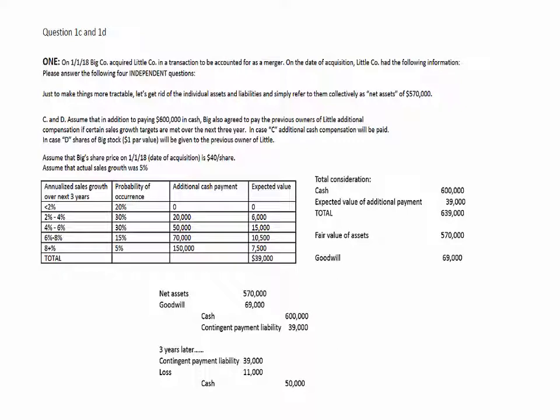Now, just as an aside, this contingent payment liability is a long-term liability. Therefore, it should be recorded at present value. So if this was really being done carefully, we would record the contingent payment liability at $39,000 at its present value, and then we would accrue interest on it each year as we got closer to the expected payment date.